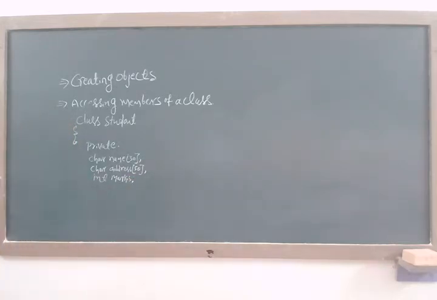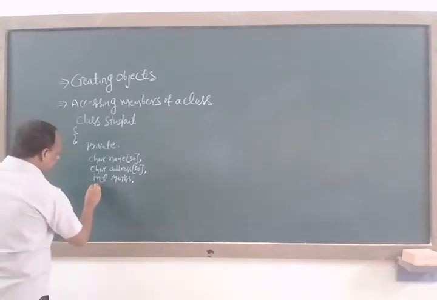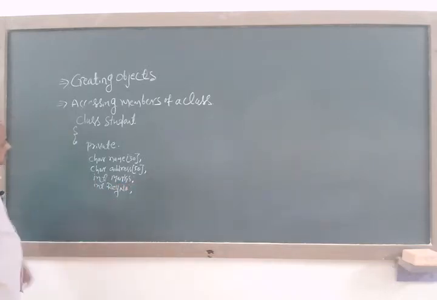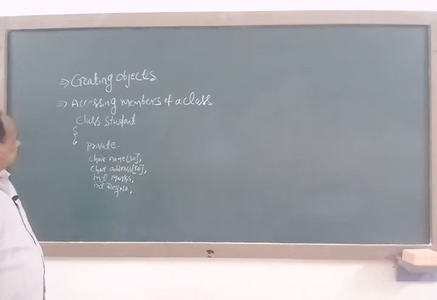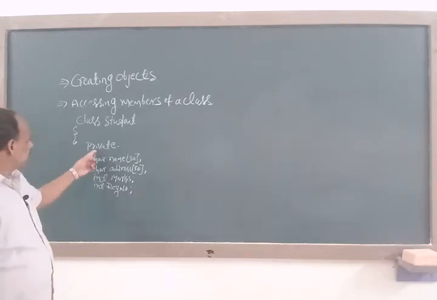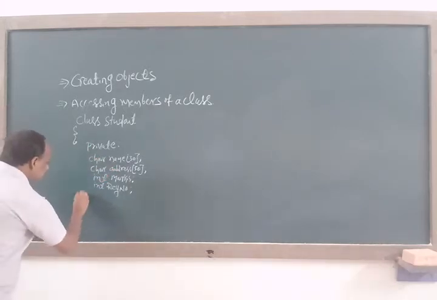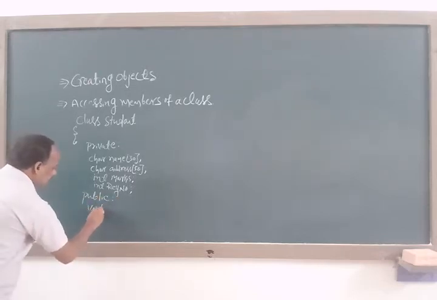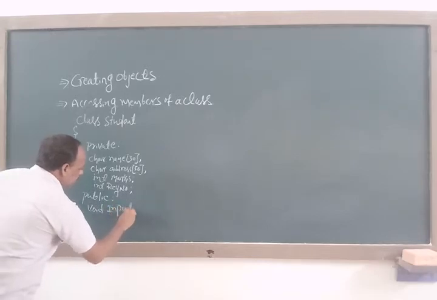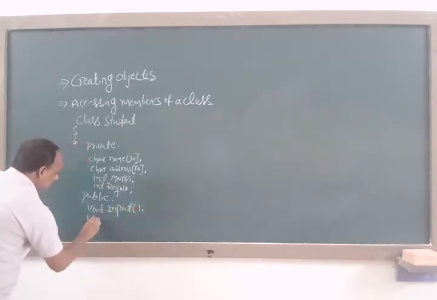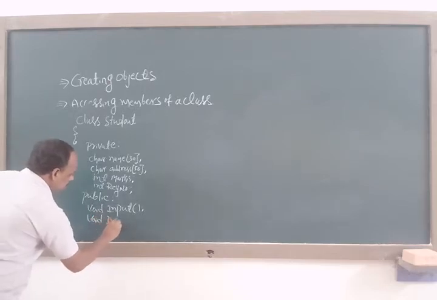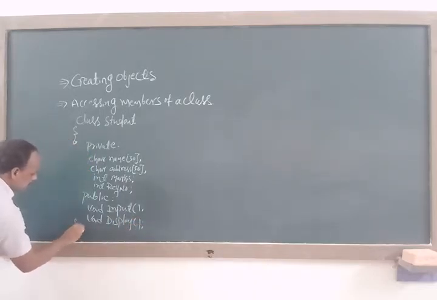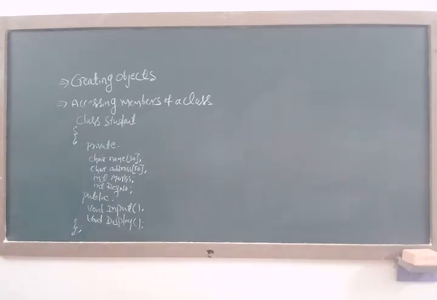and one more int type variable, register number. Right? These are what? Data members. Right? Now consider member functions in the public section. Void input function, void display function, and the class ends with a semicolon, right? The class ends with a semicolon.